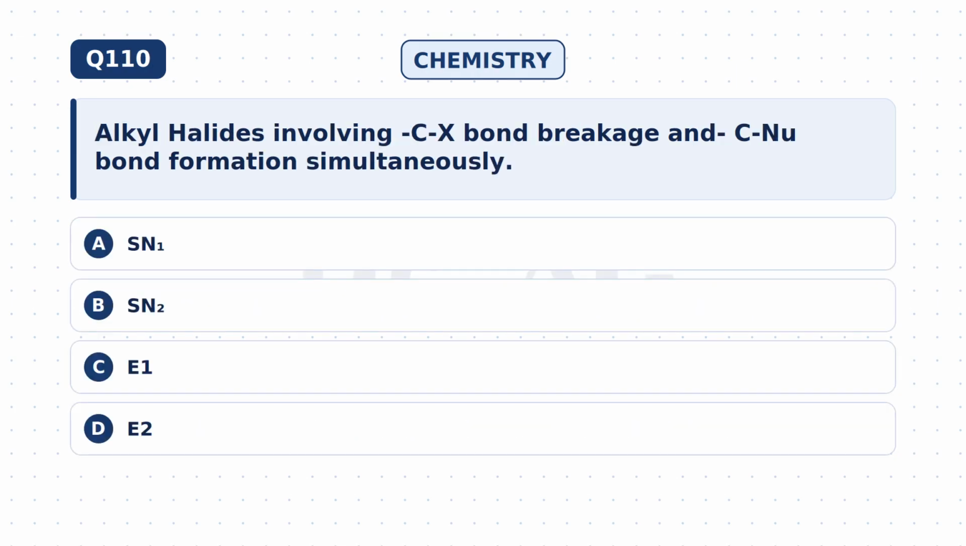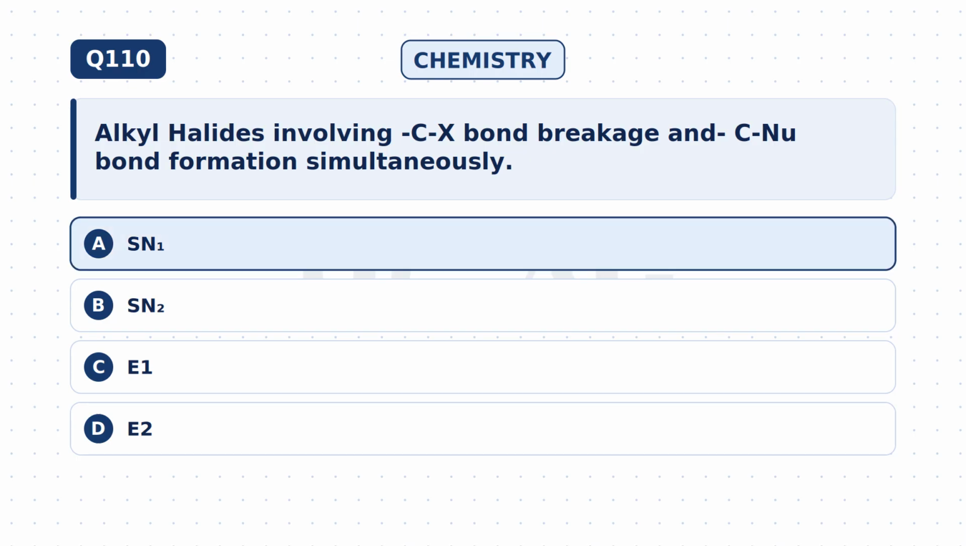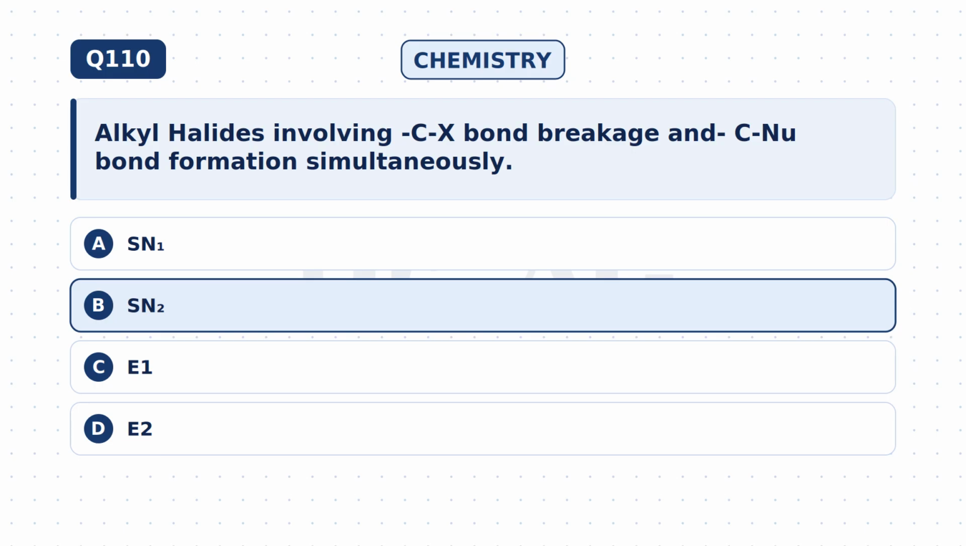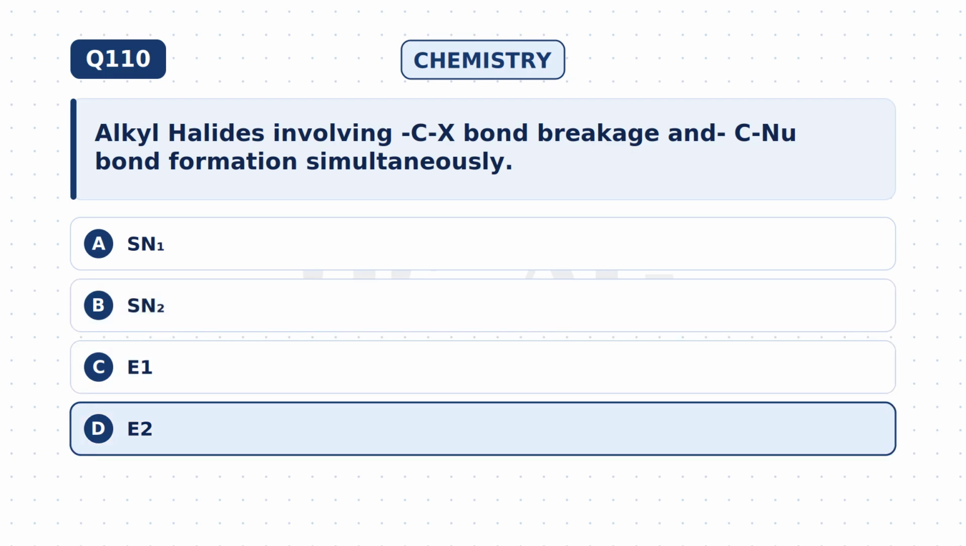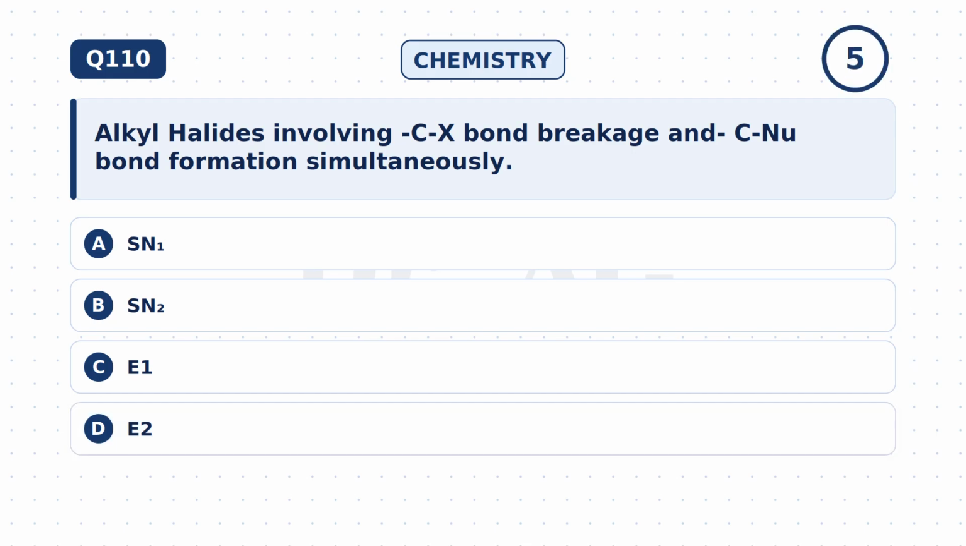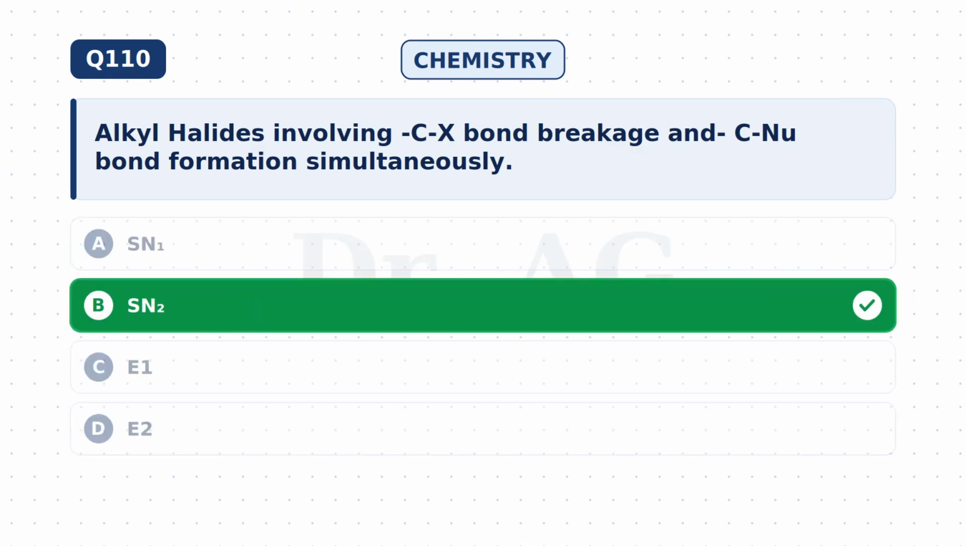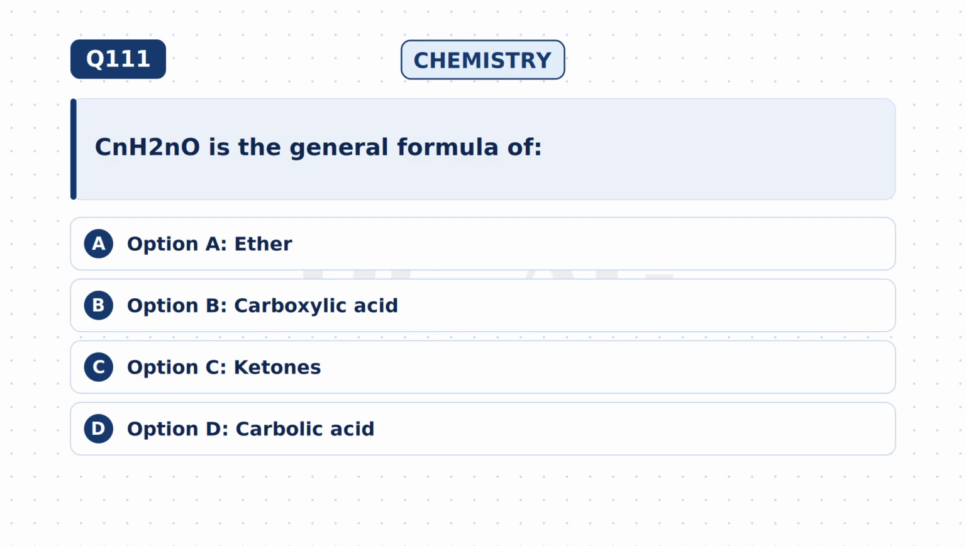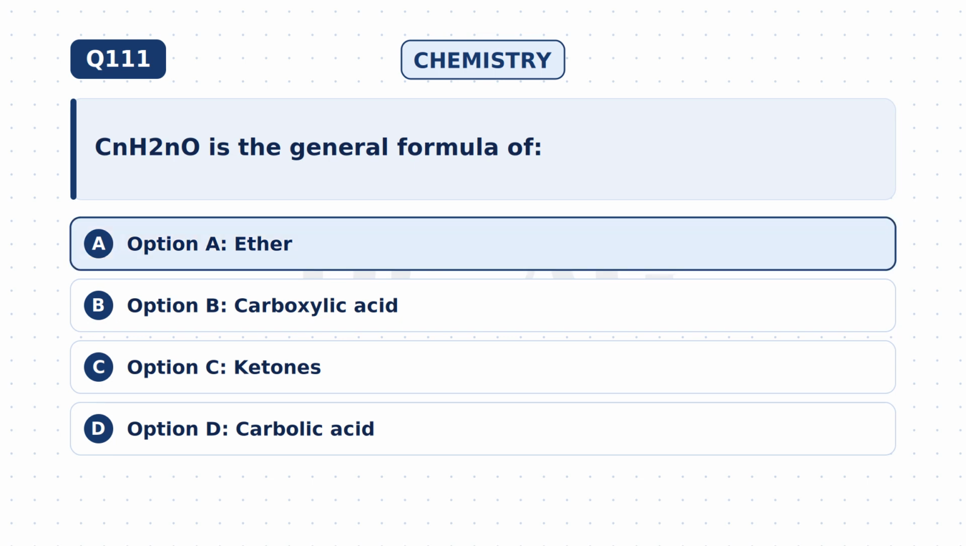Question 110. Alkyl halides involving C-X bond breakage and C-Nu bond formation simultaneously. Option A, SN1. Option B, SN2. Option C, E1. Option D, E2. The correct answer is B. SN2.